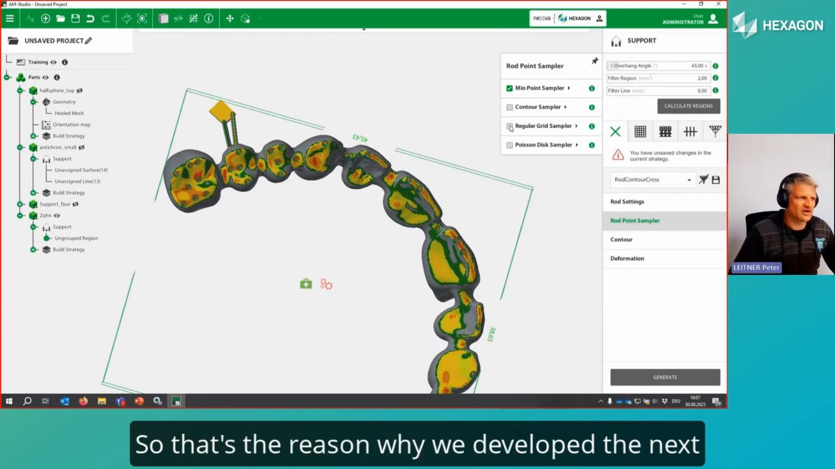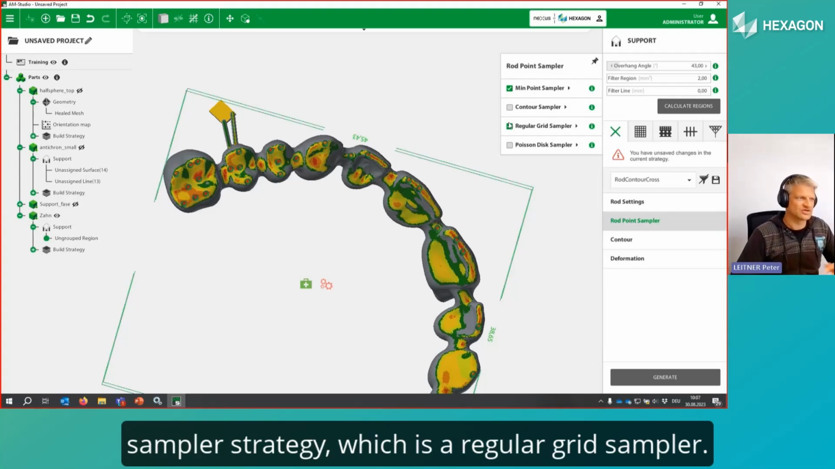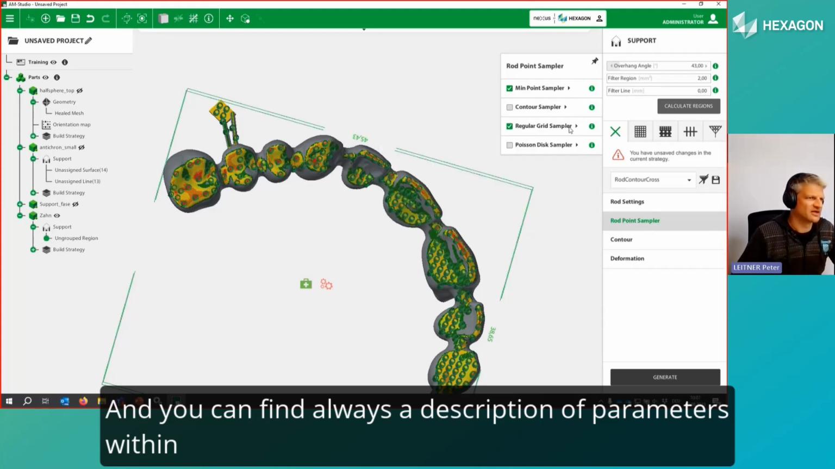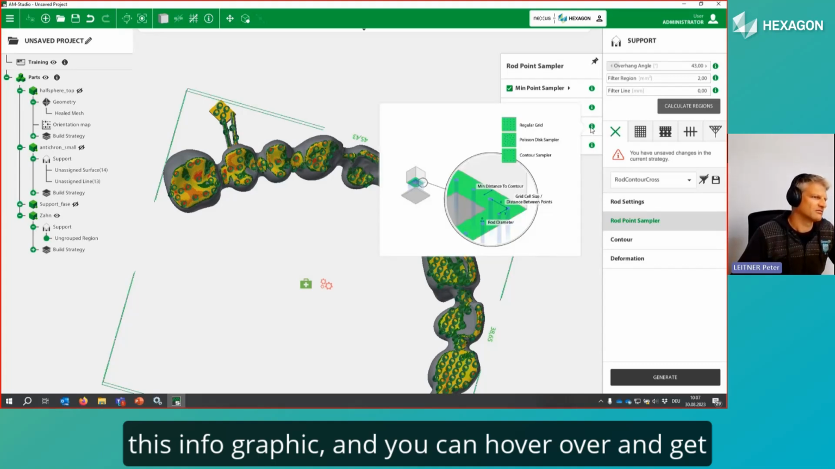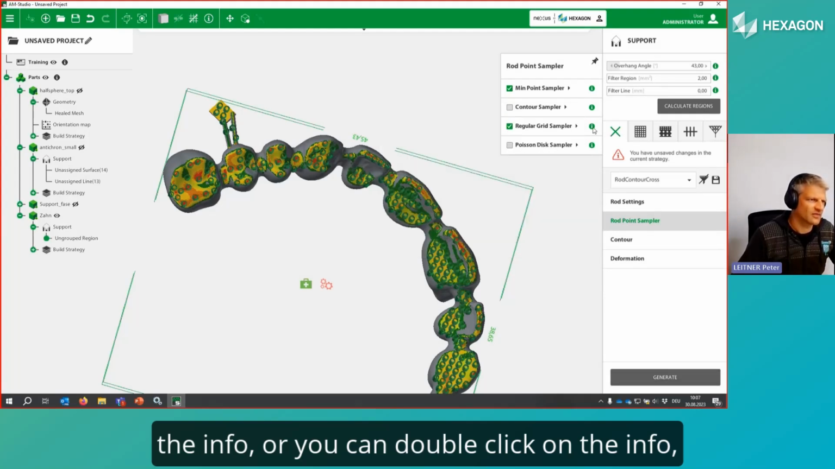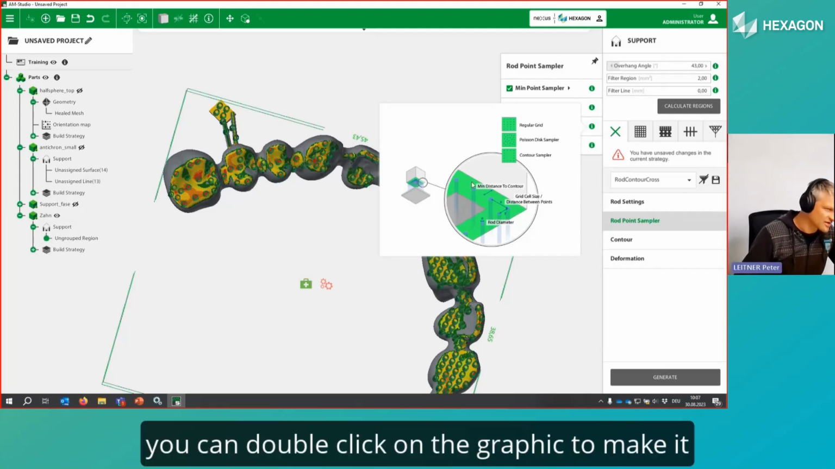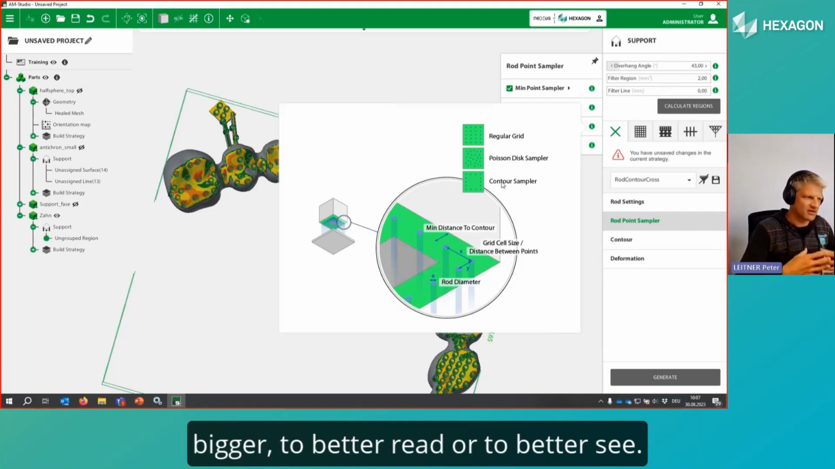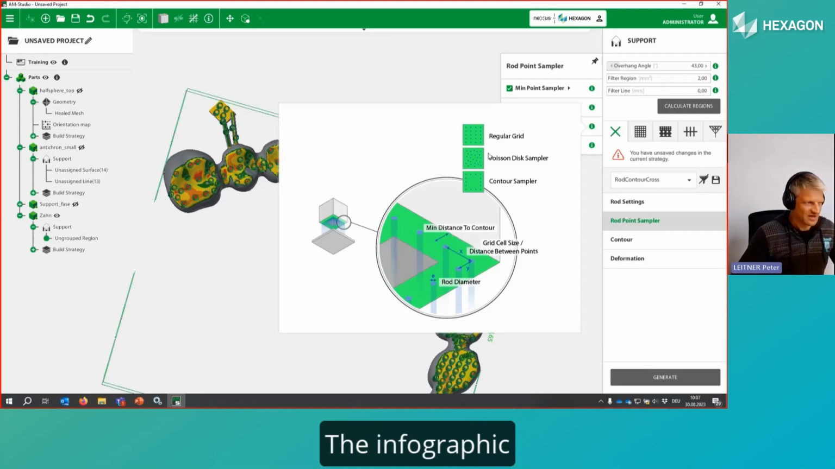So that's the reason why we developed the next sampler strategy, which is a regular grid sampler. You can always find a description of parameters within this infographic. You can hover over it and get the info, or you can double click on the graphic to make it bigger, to better read or see the infographic.